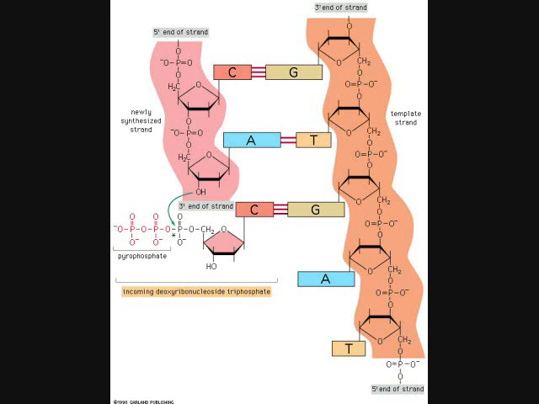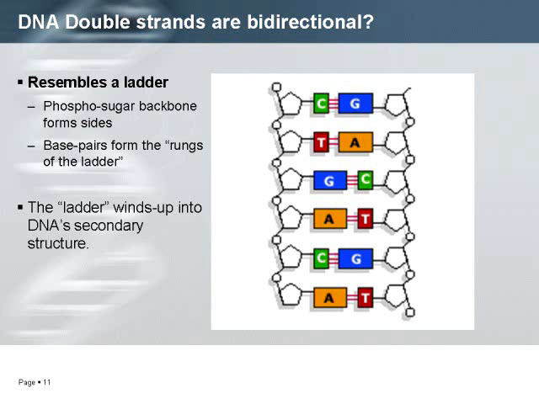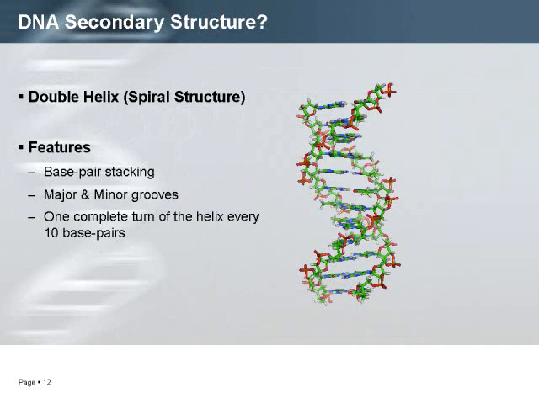through complementary base pairing. Double-stranded DNA resembles a ladder, with the phosphate-sugar backbone forming the sides of the ladder, and the base pairs forming the rungs of the ladder. This ladder winds up to form the secondary structure of DNA. The secondary structure of DNA is known as a double helix, with the 2 strands winding around each other.